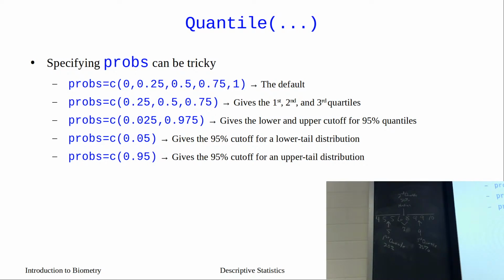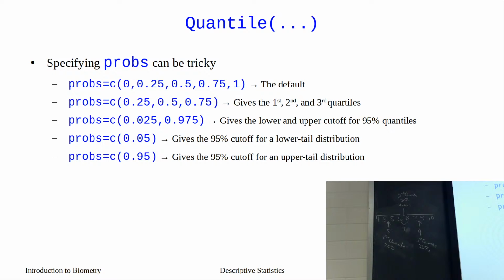All right, so these are the most common probs that you would use. You would do probs equal this default. A lot of times, if you're going to use the default, you don't even have to specify probs. Just do quantile and then your vector. If we only wanted the first, second, and third quartiles, we could specify probs as c(0.25, 0.5, 0.75). This avoids having to use the median function to get to 50%. The quantile function will give it to you.